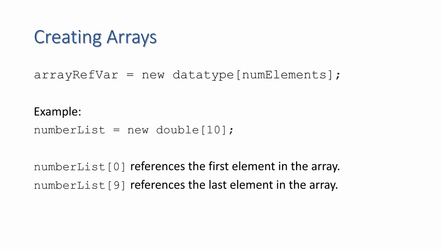To access the individual elements, the reference variable in conjunction with an index must be used. Here, number list sub 0 accesses the first element in the array, and number list sub 9 accesses the last element in the array. Because we start with an index of 0, the last element's index is always one less than the size of the array.